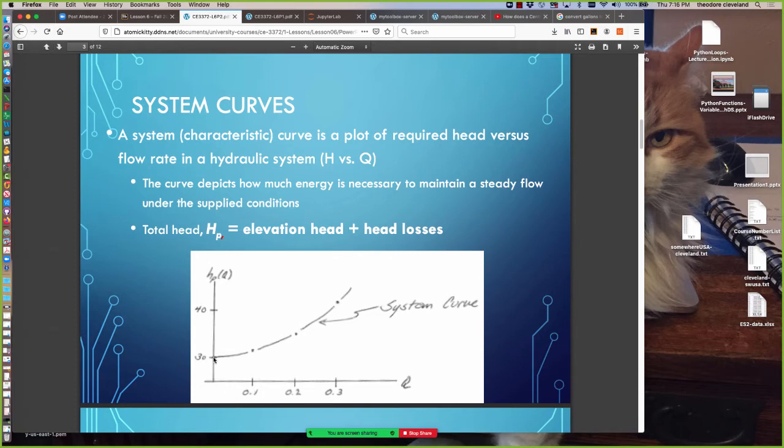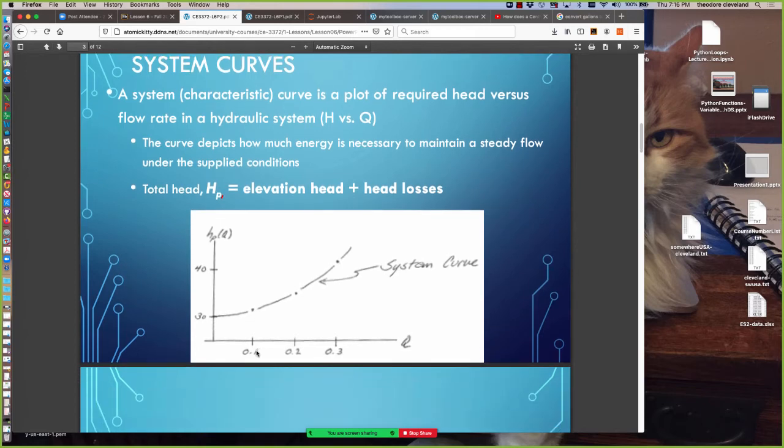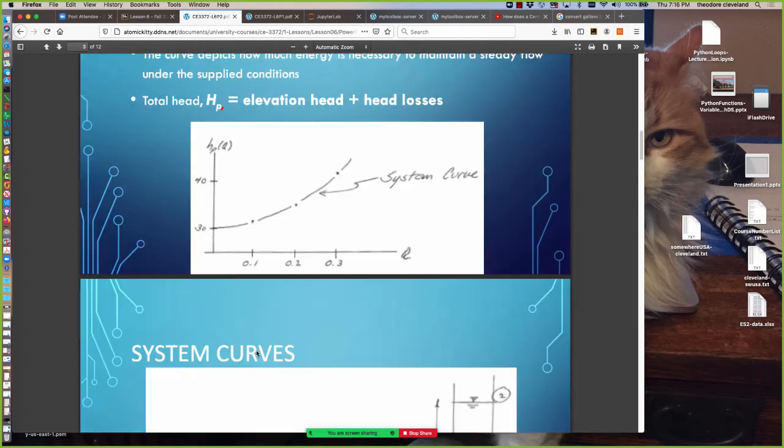Now there's an interesting point right here where the flow rate drops to 0. So imagine we're moving down the curve, decreasing flow rate. When we get to 0, we find that we still have to supply head to the system, otherwise everything will leak out. That's called the shutoff head, the required head when the pump flow rate shuts off.